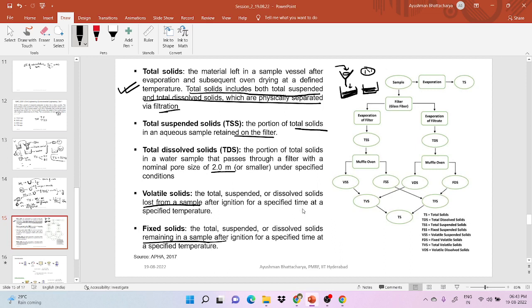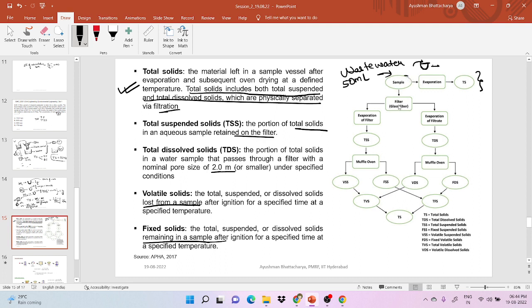Let's understand better with this flow diagram. This is a sample, which I mentioned as a 50 ml wastewater sample. Suppose we take a 50 ml sample; here sample means wastewater, or you can take sludge also. If you have kept it in a beaker, added the sample here and then kept it in the hot air oven, through that you will get total solids.